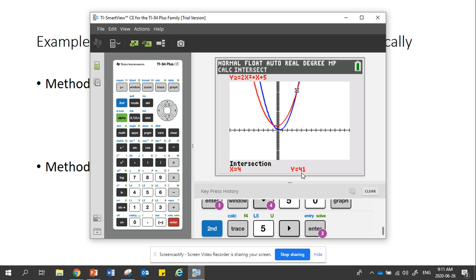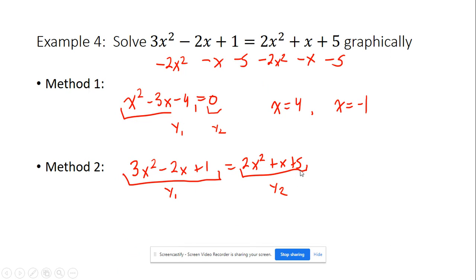Again, we don't care about this 41. It's not part of our solution. It's only the x value of the intersection point that we want for part of our solution here. Okay, so either way, I still get these same solutions due to method 2.